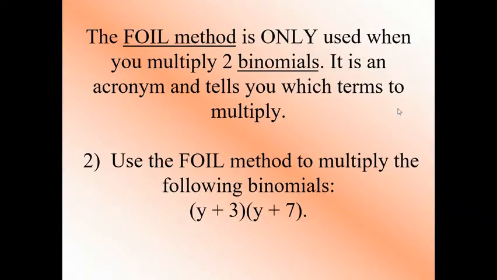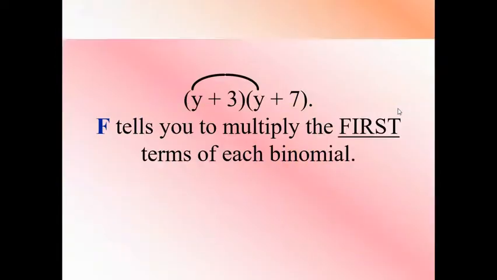A shortcut of the distributive property is called the FOIL method. The FOIL method is only used when you multiply two binomials. It is an acronym and tells you which terms to multiply and helps you keep track. Use the FOIL method to multiply the following binomials: y plus 3 and y plus 7.